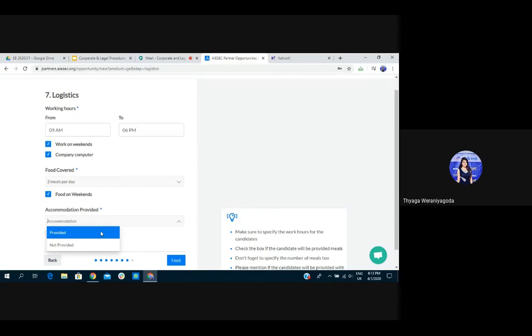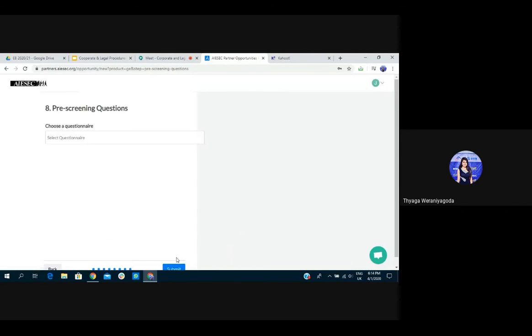And is accommodation provided or not? And is accommodation cost covered? So as you guys know, if accommodation is not provided, they have to cover it by the cost. So are they doing it? Right, guys? So you all don't have to tick everything. It depends on the company.